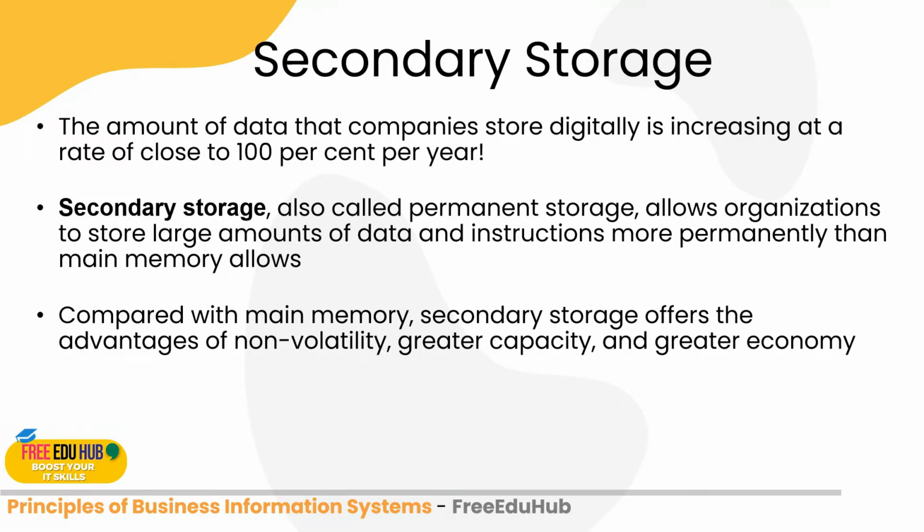Now, secondary storage is also called permanent storage, which allows organizations to store large amounts of data and instructions more permanently than the main memory allows. There is also a small local memory on the computer, which comes in different forms. For example, we have random access memory, which is the RAM. On the motherboard of the computer, you might have seen that you have 4 GB of RAM or 8 GB of RAM or 12 GB of RAM, depending on what kind of system it is. If it's a server or a workstation, of course it would have more RAM.